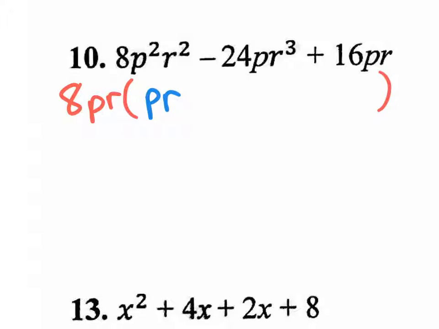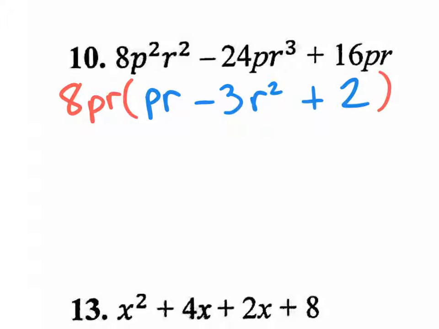PR. How about for the second term? 8 times what will give us this negative 24? Okay. R to the second. Great. And how about 8PR times what will give us a 16PR? Plus 2.